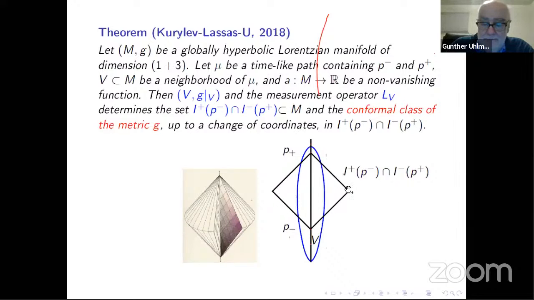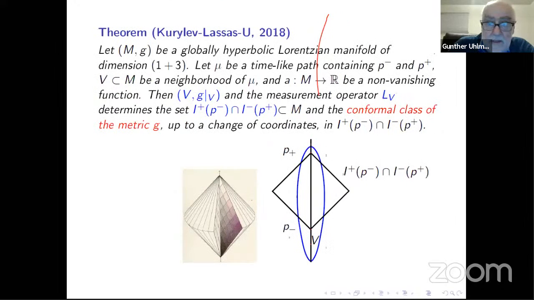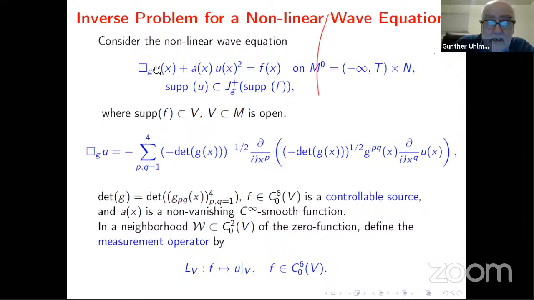And remember, this is assumed to be compact here. So this set depends on how much time you are observing and the behavior of the geodesics. Okay, let me see whether I have time to describe this. And if you want to recover the A, you can. If you know the metric G, you can recover the A here, the nonlinearity. I didn't write that down, but that's it.